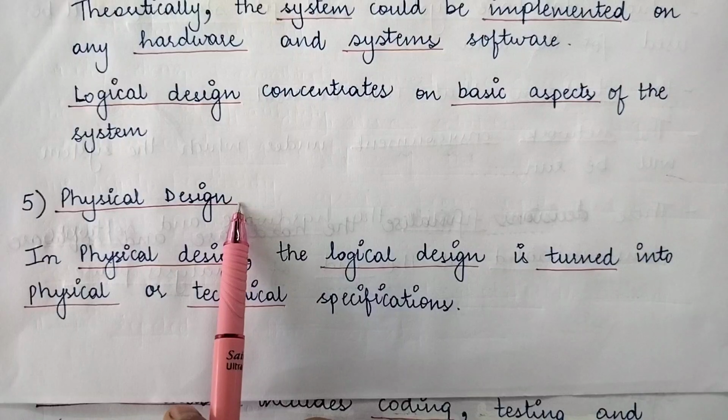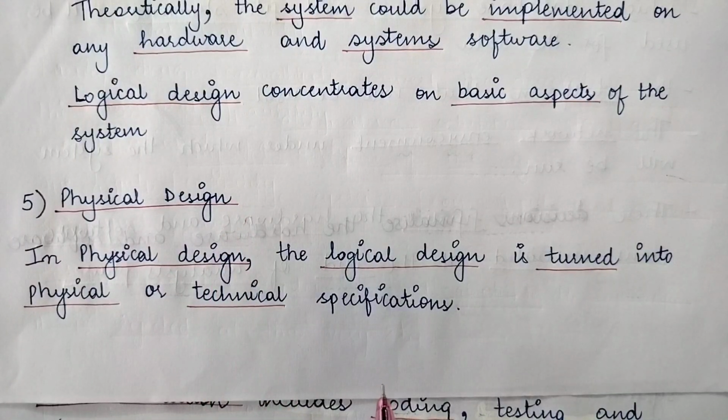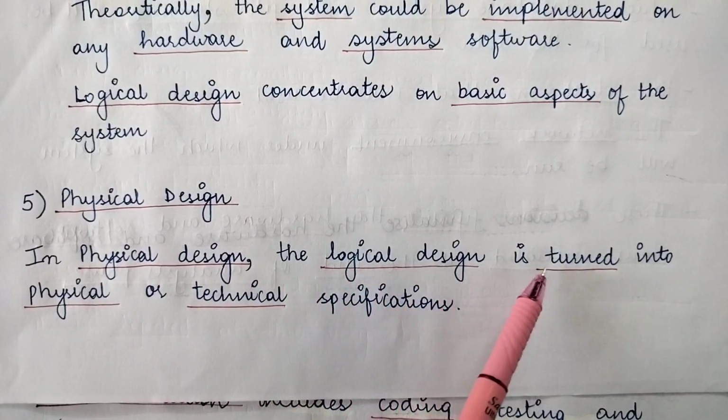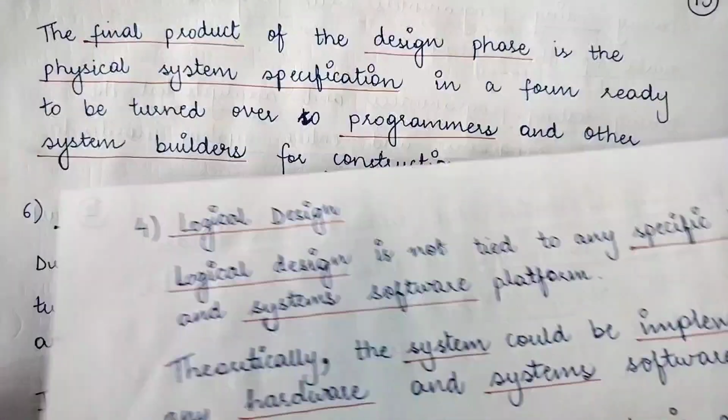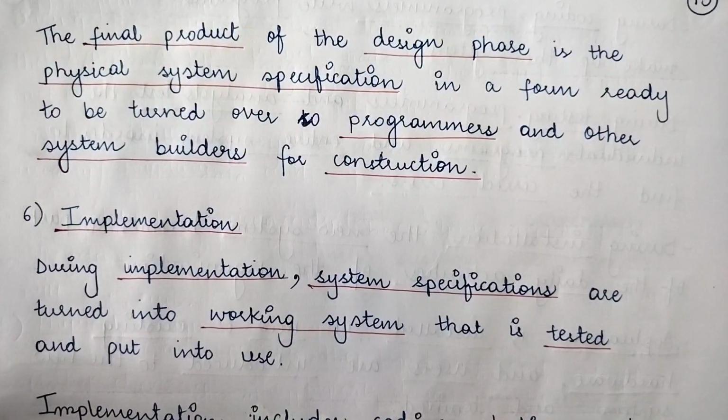The programming part is the physical design and the algorithm part is the logical design, wherein you decide what all modules would be there in the system, how we would actually implement this system, what would be the logic for implementing that system. Once that is decided, in the physical design, this very logical design is turned into physical or technical specifications.